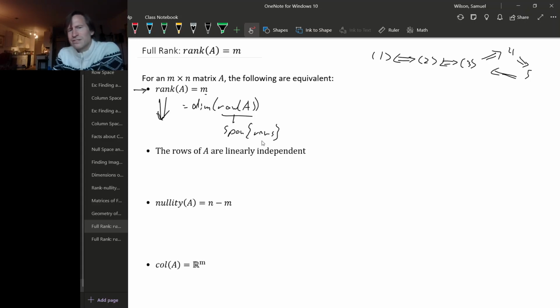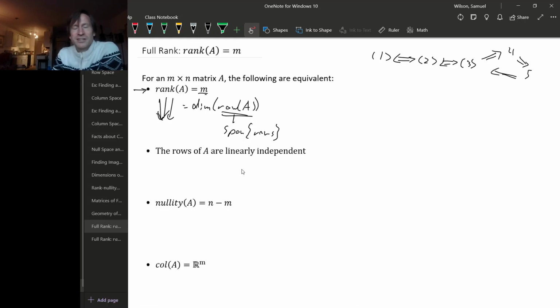If you have m rows and they span a space of dimension m, they have to be linearly independent. That's one of the facts that we proved about linear independence a while ago. So that proves the implication this way.